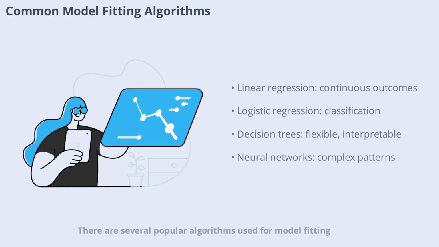There are several popular algorithms used for model fitting. Linear regression is one of the simplest and most widely used. Logistic regression is great for classification problems. More advanced techniques include decision trees, support vector machines, and neural networks. Each algorithm has its own strengths and is suited to different types of data and problems.